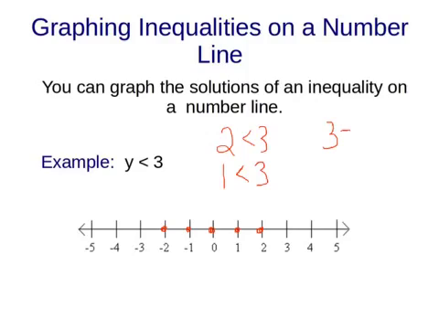3 is equal to 3, not less than 3, so that is not part of our solutions. However, we want all of the numbers less than 3, so we can draw an open circle at 3 to show that it is not part of our solution. Then, we can draw a line connecting all of our points along the number line to show all of our solutions to the inequality y less than 3. Pause the movie now to write down this example in your notes.